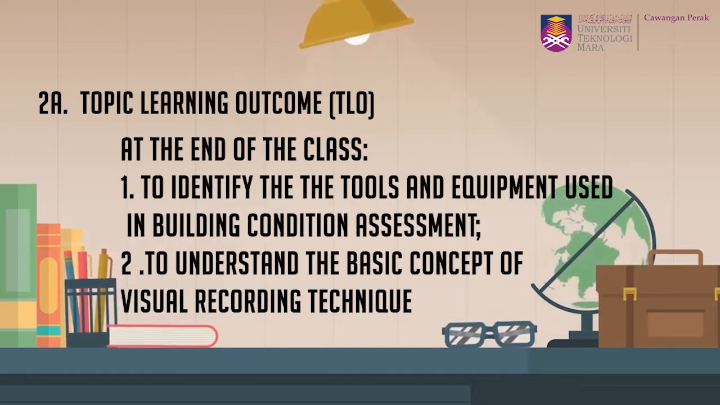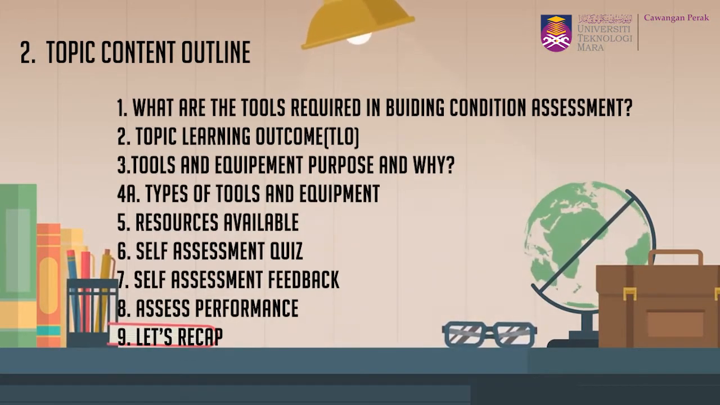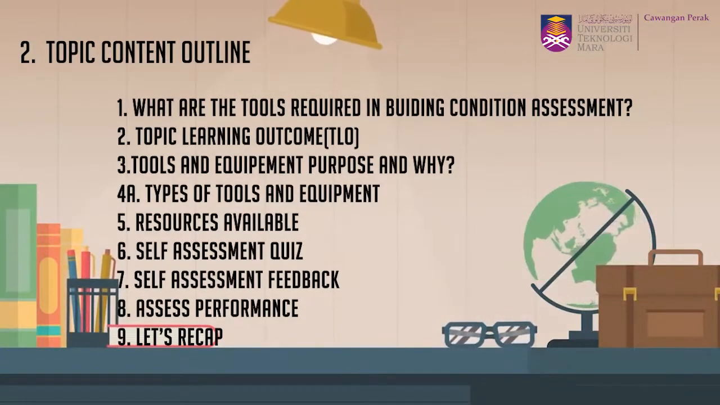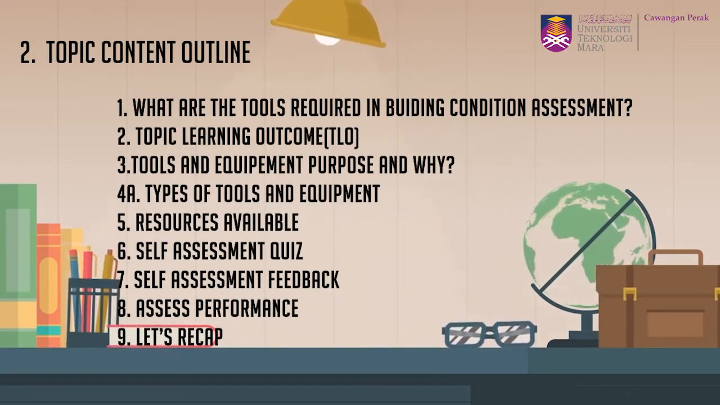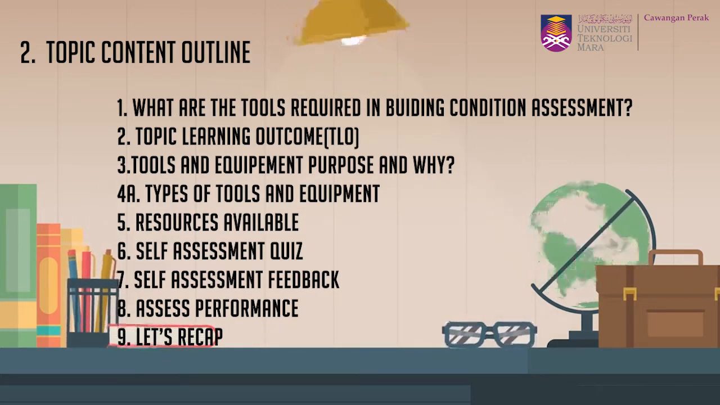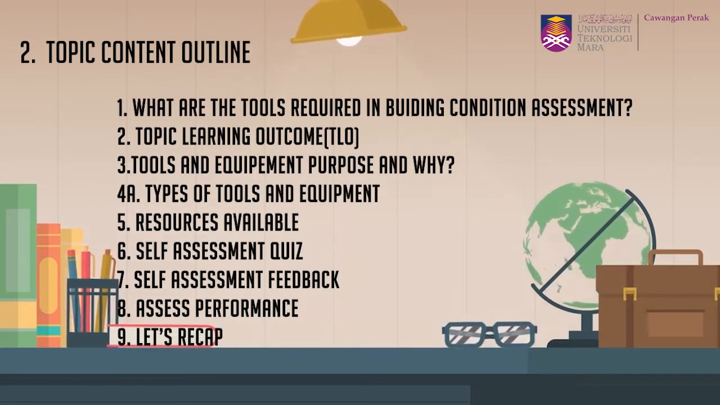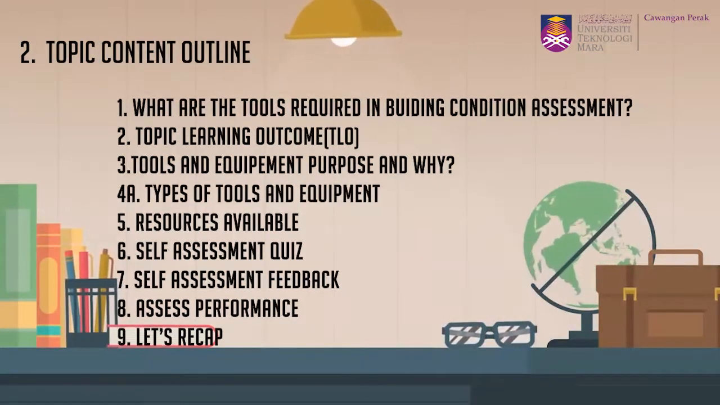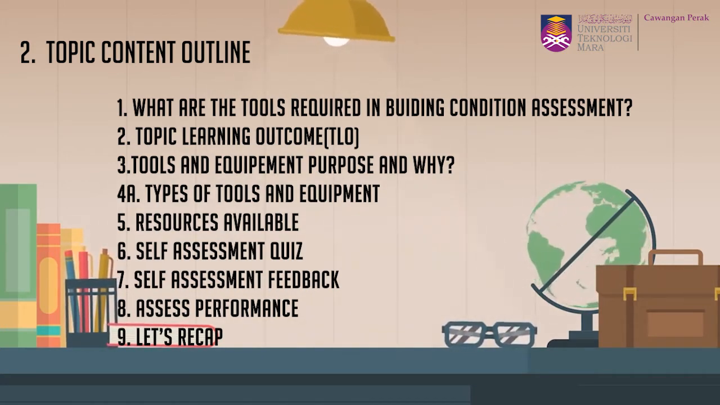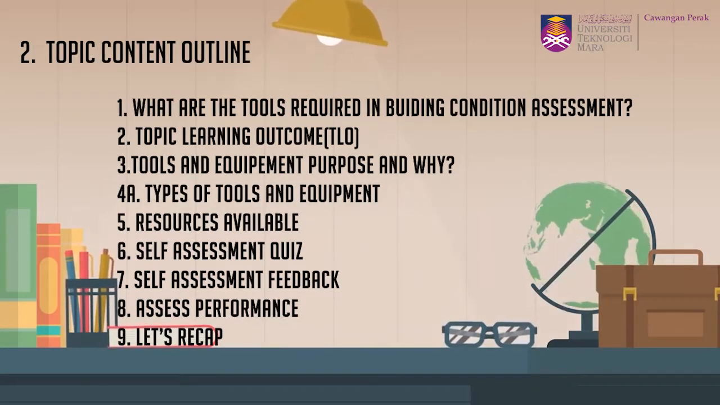The content of this lecture is as follows. We're going to divide it into 9 contents. The first one is what are the tools required in building condition assessment. The second one is topic learning outcome, tools and equipment purpose and why, types of tools and equipment, resources available, self-assessment quiz, self-assessment feedback, assess performance, and the final one is let's recap. However, in this video, we're going to go through number 1 until number 5.